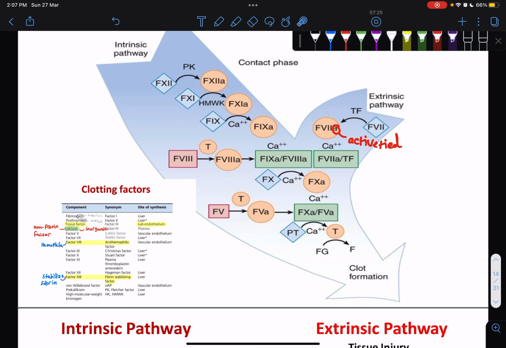Alright. This complex will activate factor number 10 to factor number 10A. Do you see that? This complex, factor 7A, tissue factor, calcium, along with three things, it will now act on factor number 10 and it will convert factor number 10 to active factor number 10. Factor 10A. This is activated. This pathway is khalas. This pathway is finished. Only two steps were written in this pathway. So this pathway was very simple.